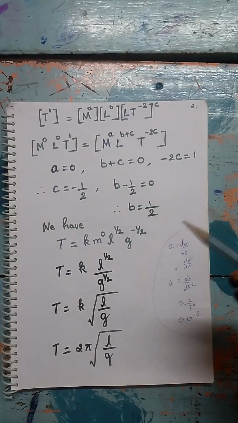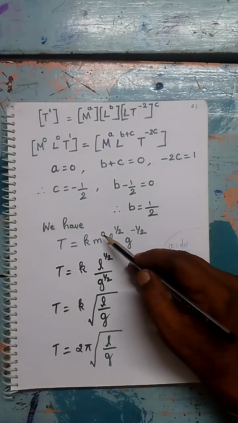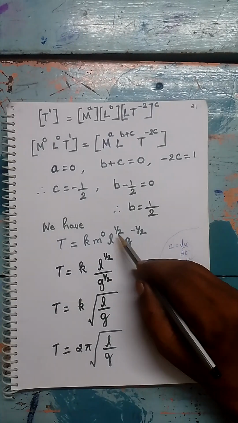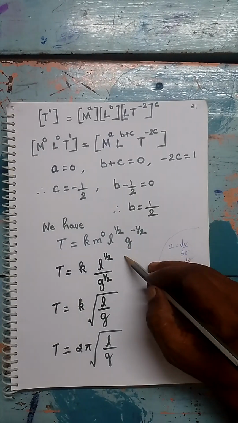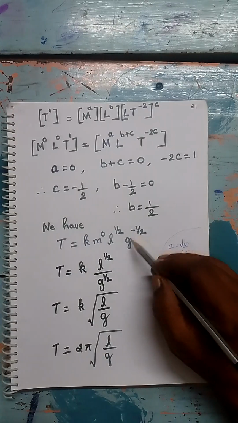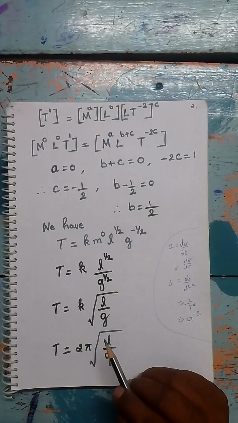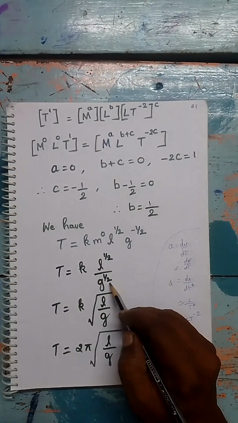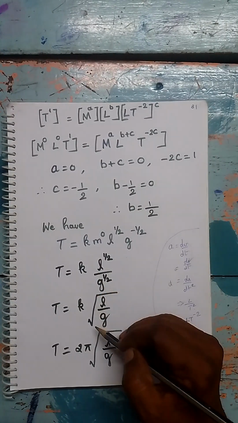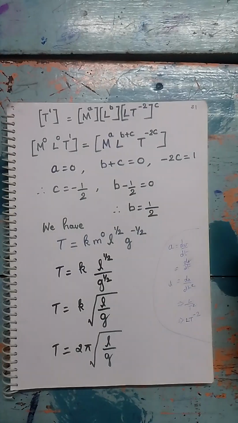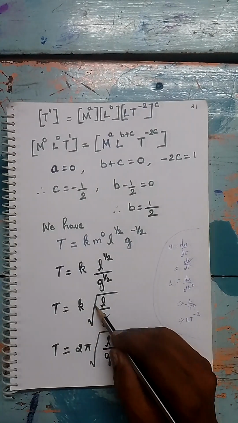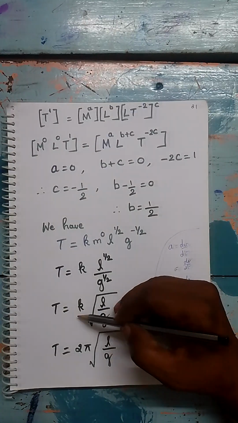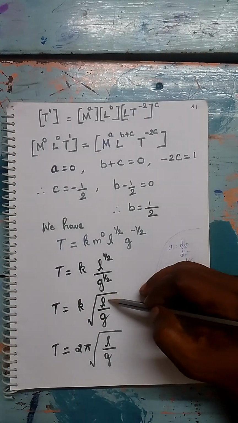Just substituting, M power 0 is 1. 1 multiplied by anything is the same value. L power 1 by 2, and you bring g power minus half to the denominator, so g power minus half will become g power plus half. So L power half means square root of L, and g power half means square root of g. You can write it as a single square root of L by g. So T is equal to k into square root of L by g.